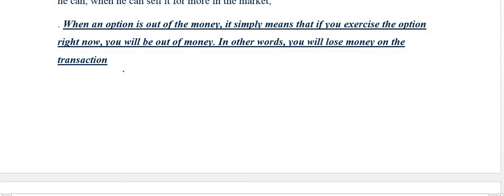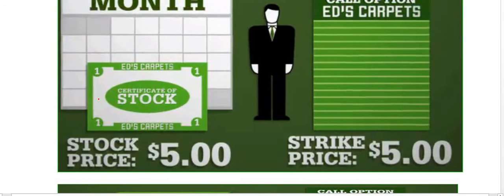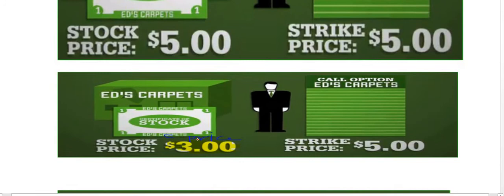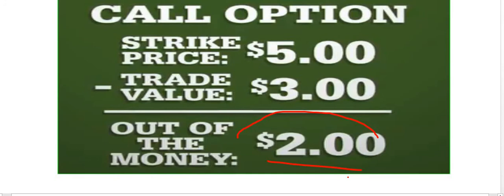When an option is out of the money, it simply means that if you exercise the option right now, you will lose money on the transaction. Here is just a picture for your understanding. Let's say you have a call option with a strike price of $5 and the market price is $3, so you will definitely lose $2, so you are out of the money and you will not exercise.